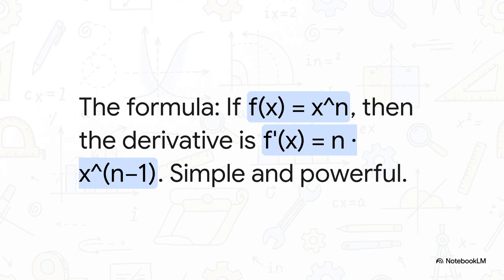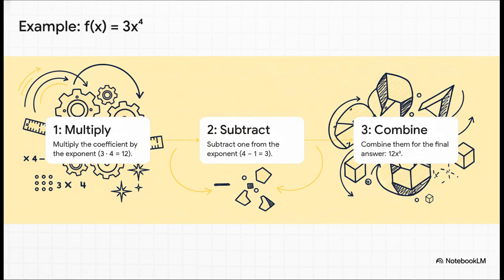If you have a function like x to the power of n, its derivative is just n times x to the power of n minus 1. That's it. Let's actually see it in action. Let's try it with 3x to the fourth power.